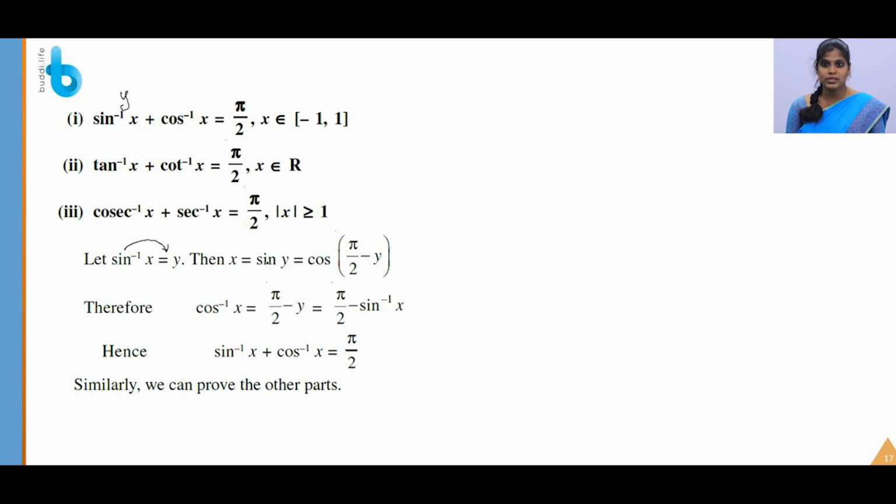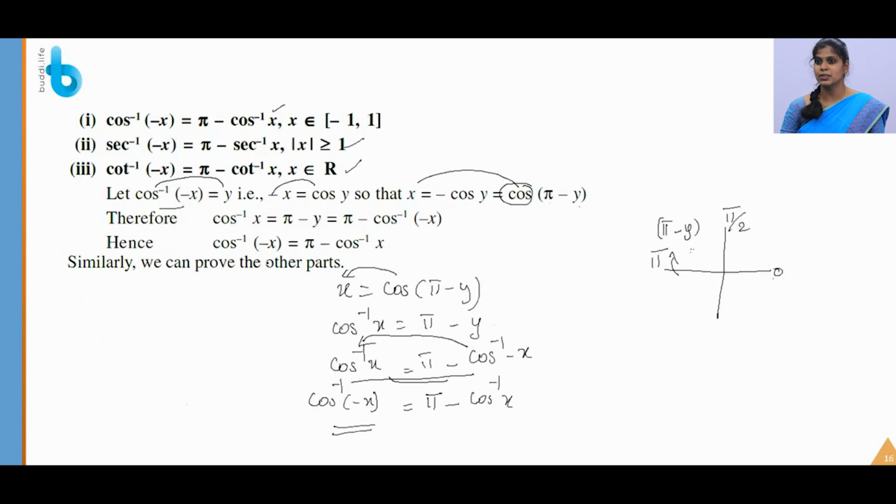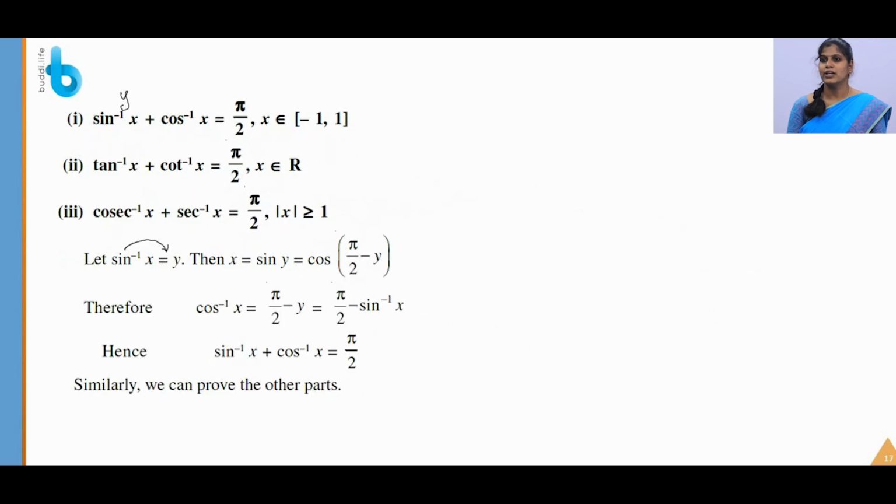If you don't want the function to change, you can subtract from 180 degrees like the previous property. See, in that property I didn't want the function to be changed, so I just subtracted from pi, that is 180 degrees. Whereas here I want cos, so I just subtracted the theta value from pi by 2. So, what will I get? x equal to cos of pi by 2 minus y.